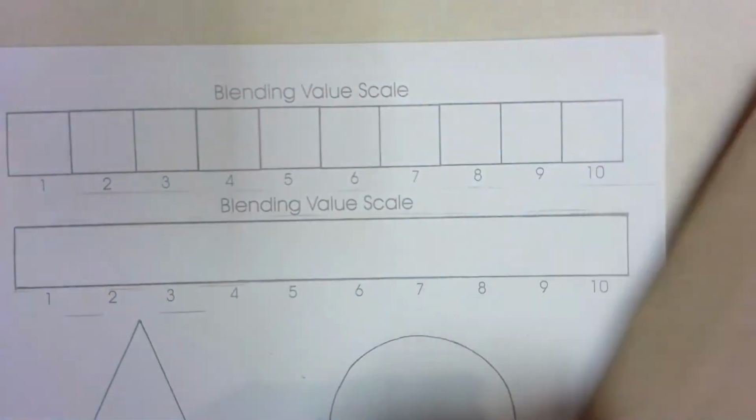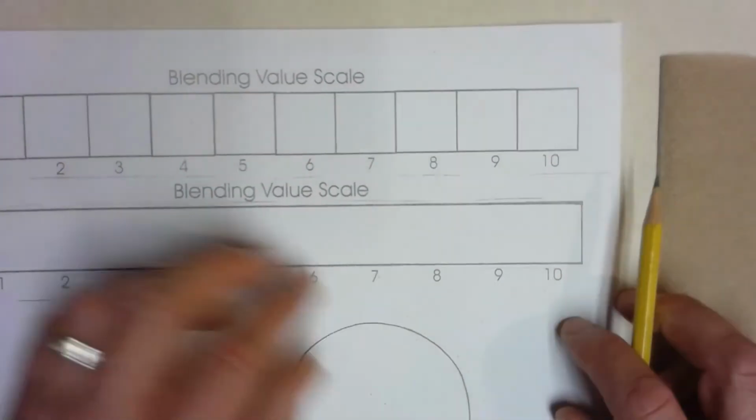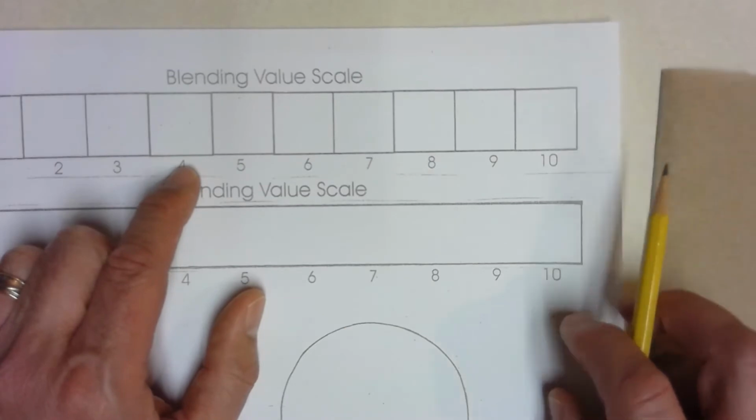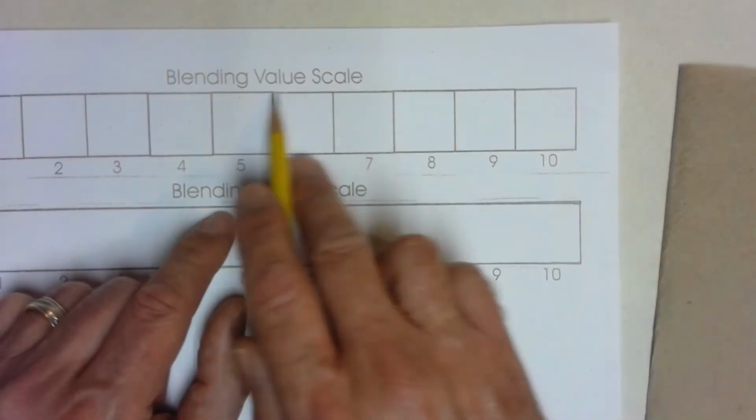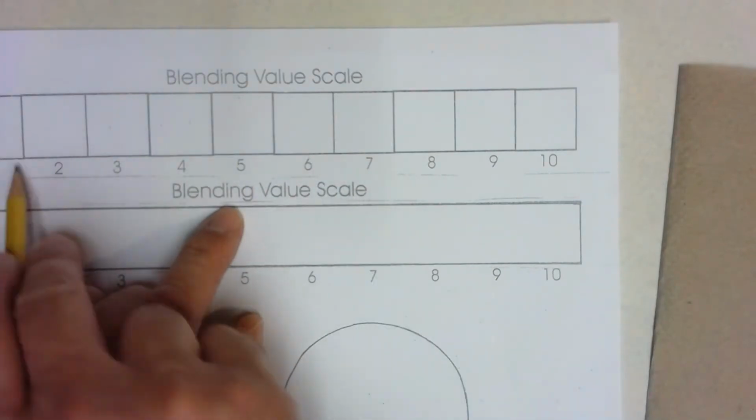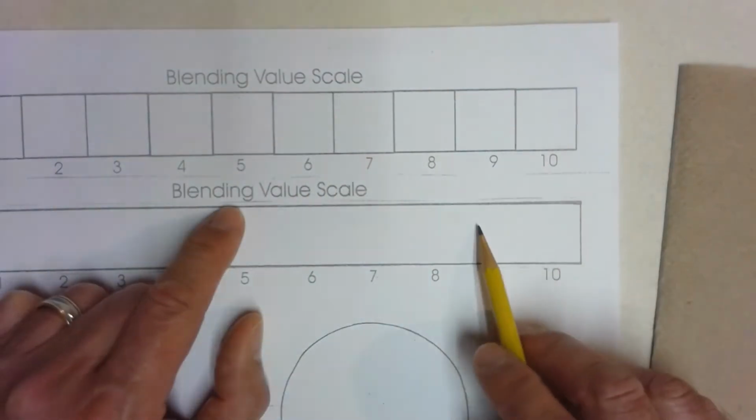Sometimes in art and shading you want lines to show. So if you need to pause the video, if you want to do this with me while I'm doing it, you can pause the video. You can go ahead and draw maybe just this scale for now and just mark it off. 1, 2, 3, 4, 5, 6, 7, 8, 9, 10.